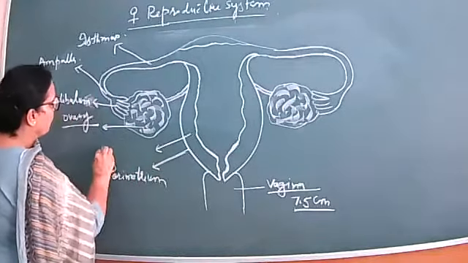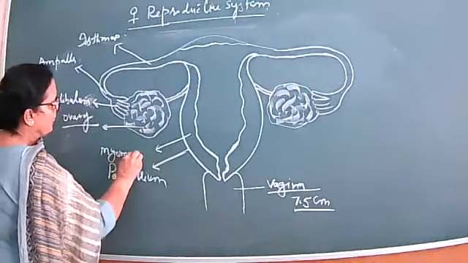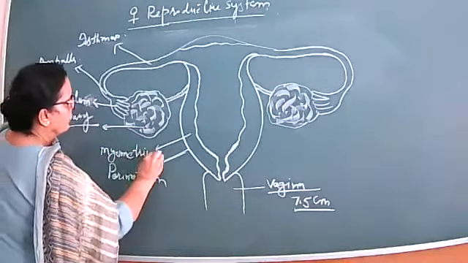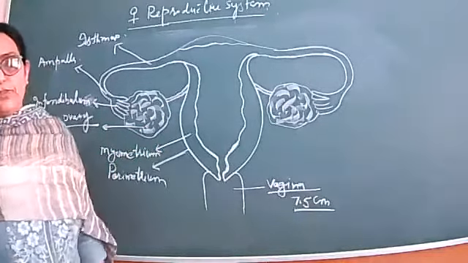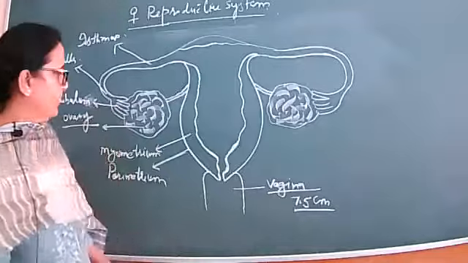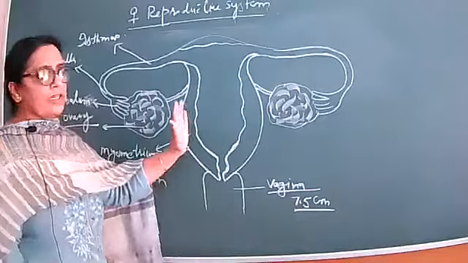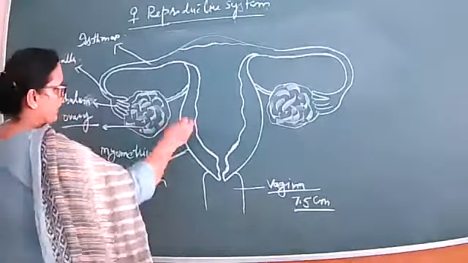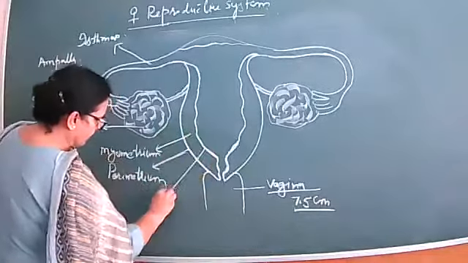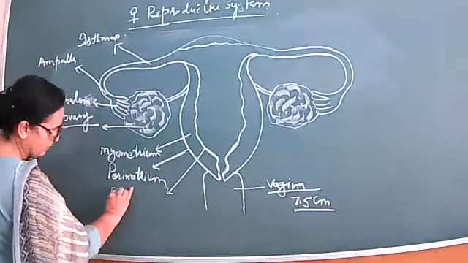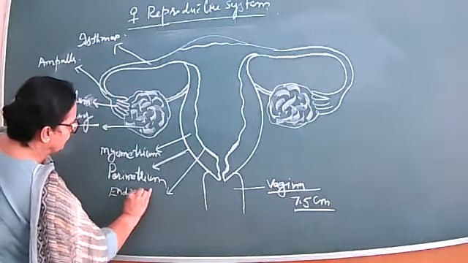Perimetrium. This is myometrium. Myometrium, right? Myometrium is basically formed of very strong muscles. And the innermost part of that is highly vascular, that is, the highly glandular portion. This one is known as endometrium.